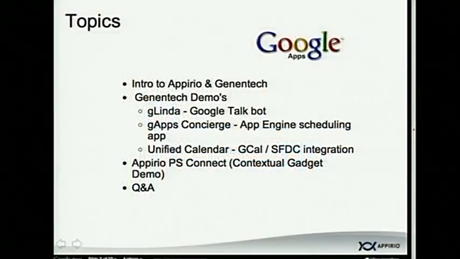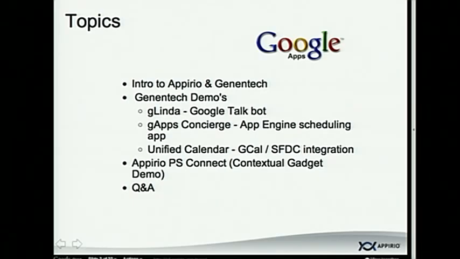And what we're going to do in this session is go beyond the typical Google Apps implementation of migrating a customer off of Exchange or off of Lotus Notes, and explore what it really means to extend the platform. Specifically, we're going to look at three demos, three applications developed by Appirio and by Genentech, and look under the covers. We're going to look at the code and the API that enable these apps to come together. We're also going to look at the business benefits that Genentech is deriving as a result of these apps.